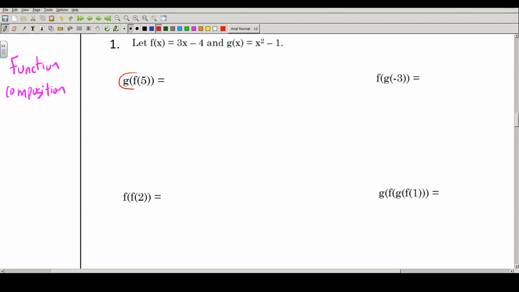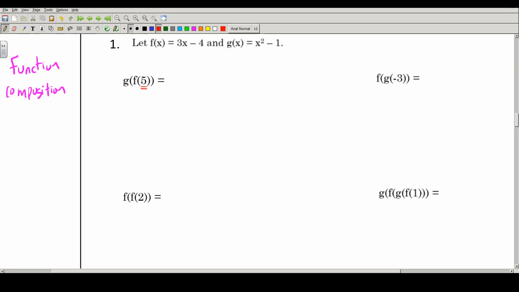If I am trying to do something like this, the way that we would say that problem is g of f of 5. You can kind of see in this function notation that we're basically stacking a couple functions with each other. The innermost parentheses is going to be our input.